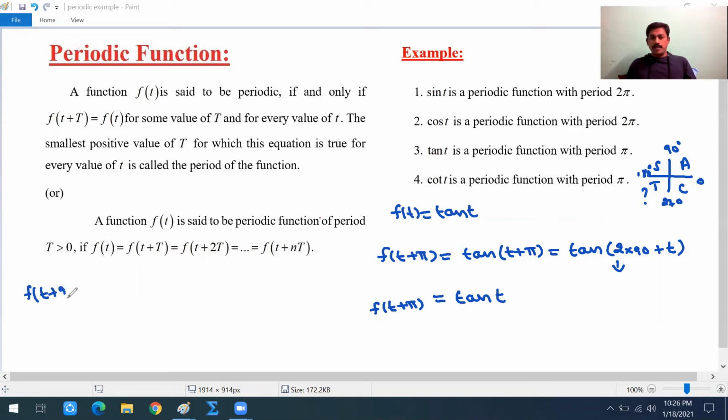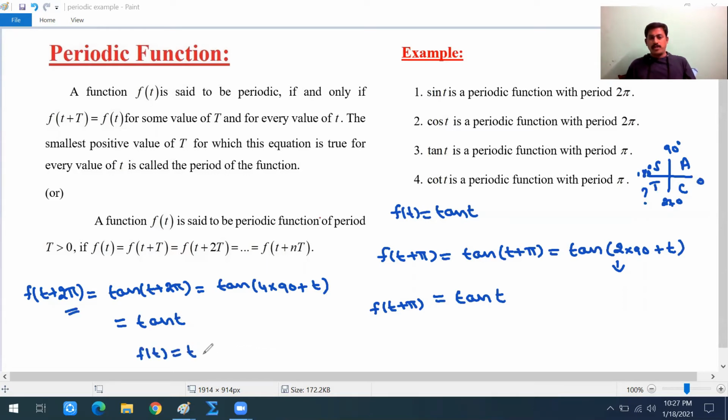Similarly, if you replace t by t plus 2 pi, so you will get tan of t plus 2 pi. 2 pi is nothing but 360, and 360 can be written as 4 into 90 plus t. 4 is an even number, you should not change the trigonometric ratio, so you will get tan t. So if you change the t by 2 pi also, you are getting the same value.